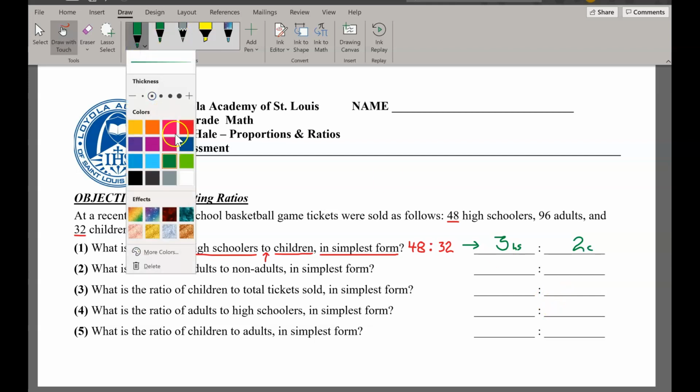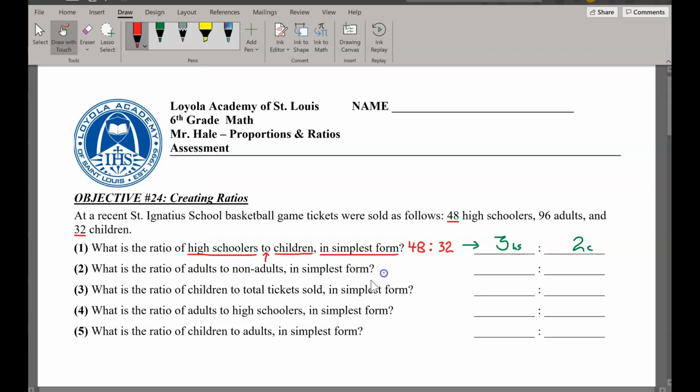Let's look at number 2. Number 2, we've got the ratio adults to non-adults in simplest form. Well, we're given the number of adults. We know there are 96 adults. Let's go ahead and put our colon in the middle. Now, this says non-adults, but there's no listing up in the description of non-adults. We have high schoolers, children, and adults.